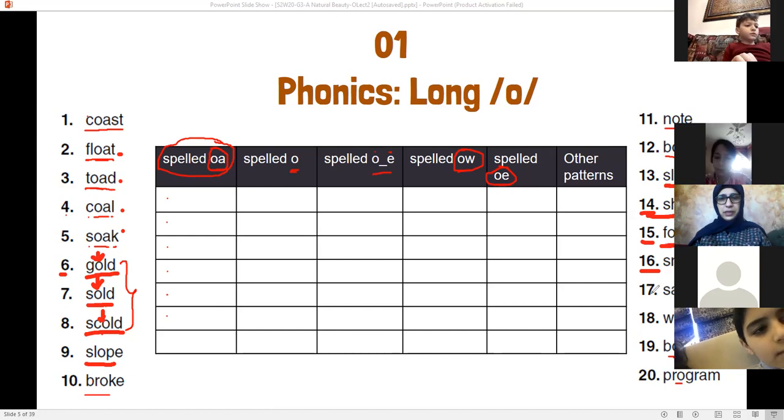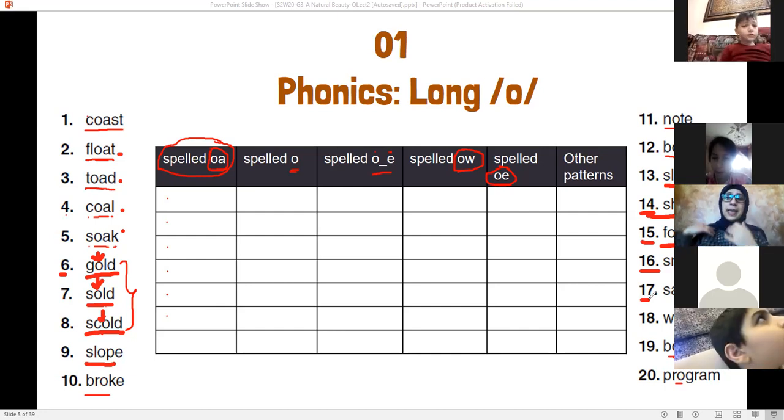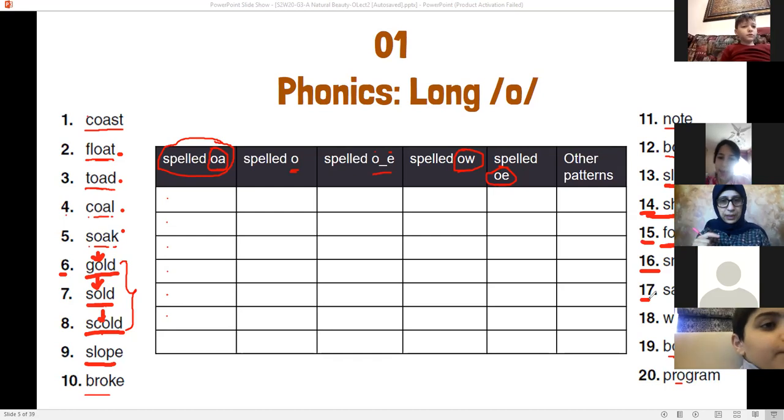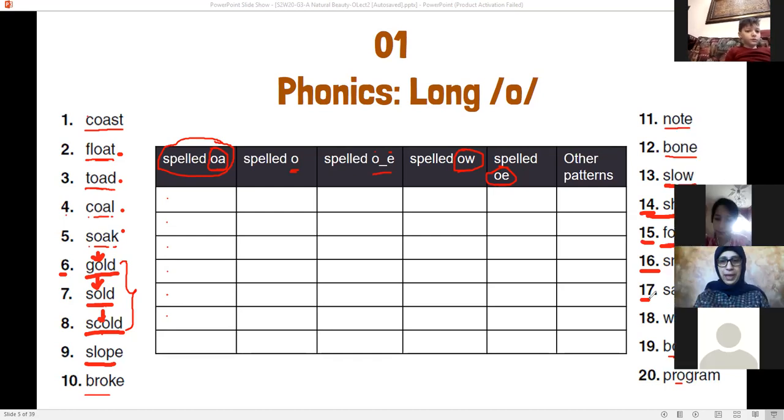Excellent. Read number 17 for me, please. Same. Excellent. What sound do you hear in same? A, E. A long A with A and E. And what about number 18? Way. What sound do you hear in way? Is it long O? No. A. What are the letters that are making the long A in way? A and Y. Bravo.